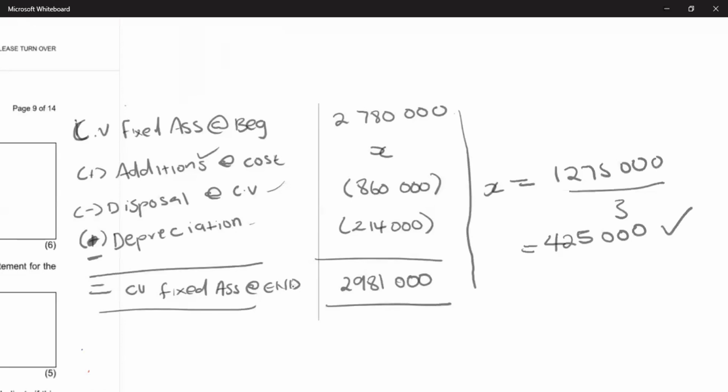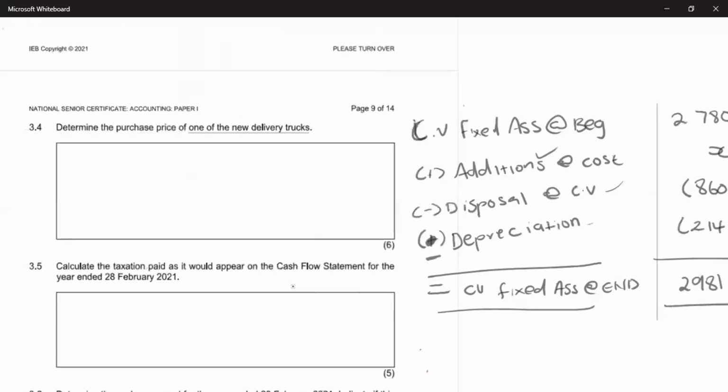Remember to show these workings on your answer sheet. If you don't have space, you can write them at the side of your paper or at the back of your answer sheet. As long as you mention it, maybe you can write something like a clue for the marker: info or calculations are at the back, as long as you inform them.